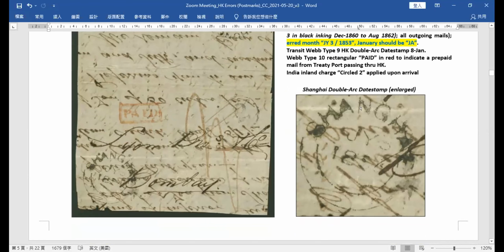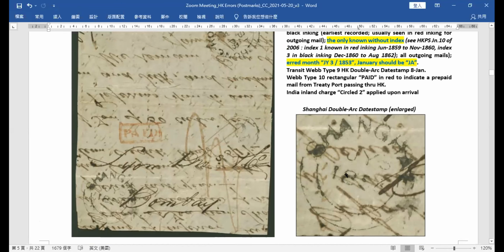And this one is the enlarged image of the Shanghai double arc day stamp. Clearly, no index. Usually it is index 1 in red inking, used from June 1859 to November, and index 3 in black inking from December 1860 to August 1862. You can see the Hong Kong PS Journal 10 of 2006 for discussion of this interesting Shanghai double arc day stamp.